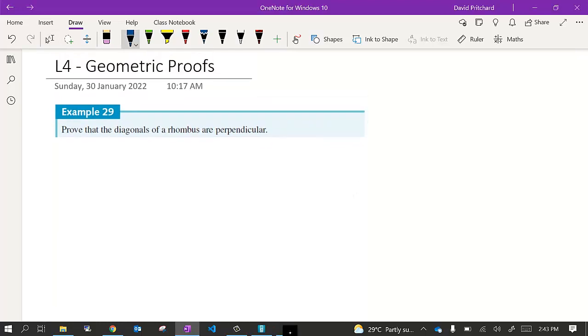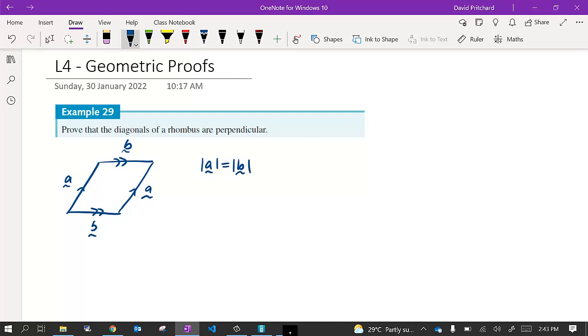Prove that the diagonals of a rhombus are perpendicular. So if I set up my rhombus, draw my sketch first. Now we do know that with a rhombus, one of those really important properties is that all the side lengths are the same. So if we can say that this is vector A and this is vector B, then this is also vector B and this is also vector A. And we know that the magnitudes of A and B are equivalent.